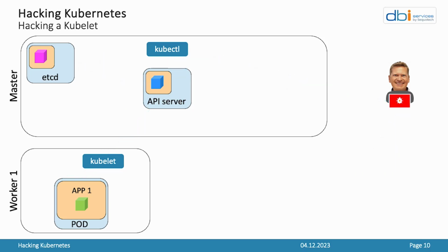I will now take the role of the red team. You can see my laptop becomes red. I put my hacker mask on, but you can still see my hair because I'm only an amateur. And I would like to attack this component, the kubelet.